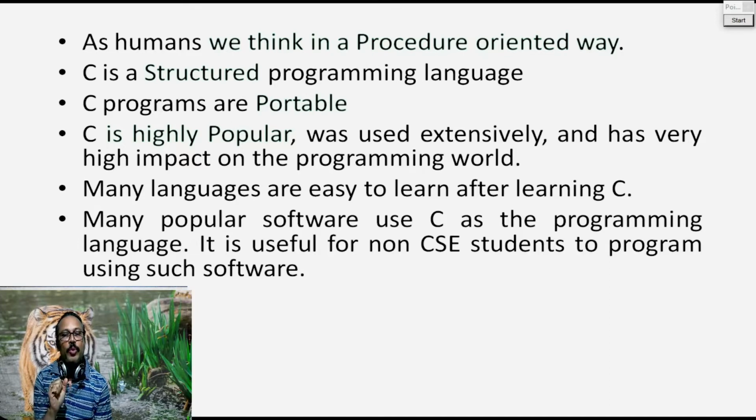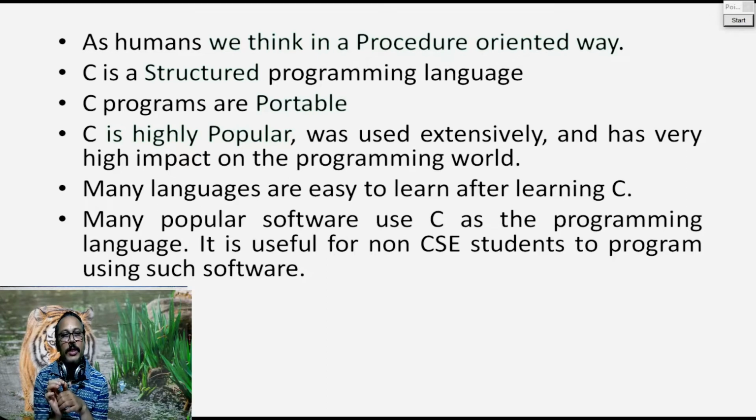C programs are portable. Portable means a program written for one computer will also work on another computer. So that is the portability. C is a high-level language, so its programs are also portable. It is similar with other languages also, Java, Python, etc. They are portable. And C is highly popular. It was used extensively and has a very high impact on the programming world.